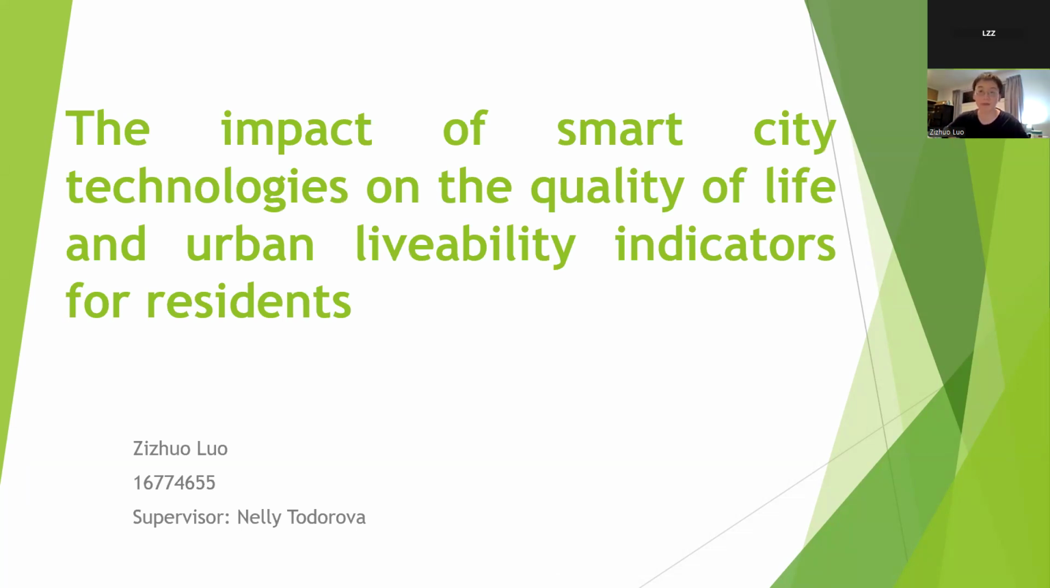Today, I will present my research proposal titled The Impact of Smart City Technologies on the Quality of Life and Urban Livability Indicators for Residents.